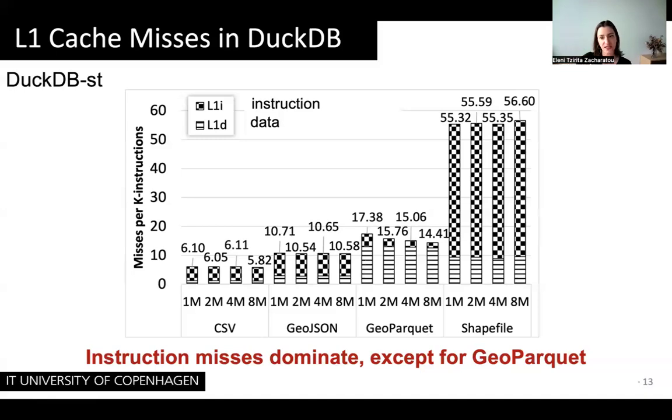This is also consistent with the fact that we observe that the instruction misses for GeoParquet decrease as the file size increases, and it shows that as the data loading instructions are executed iteratively over more data, the overhead of other instructions that are outside the loading function, like startup and shutdown instructions, is amortized.